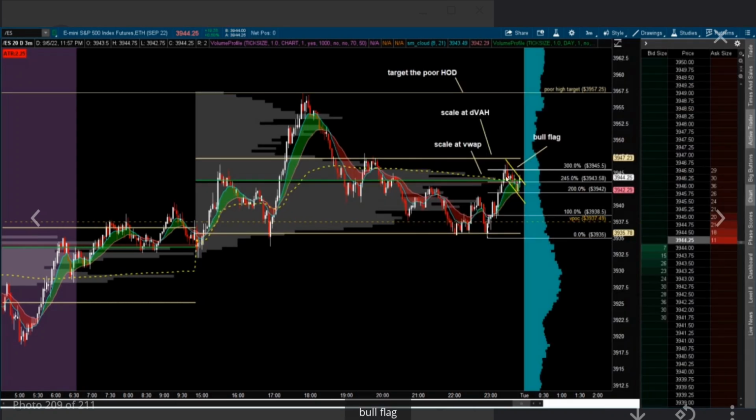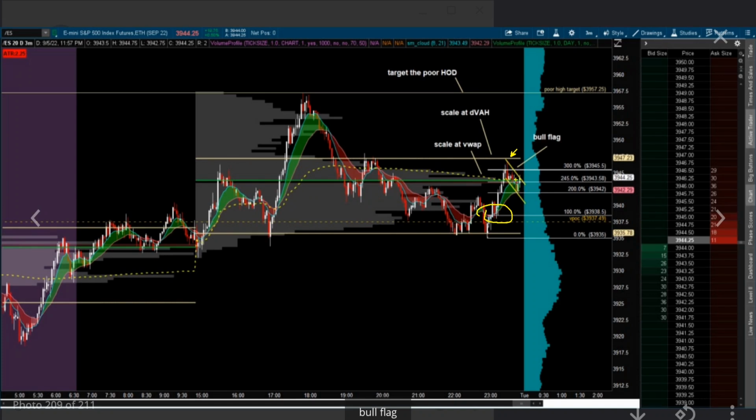Now, after it tagged the VWAP and moved up a little bit, this candle almost got up to the value area high, but it did not. It fell short, and then it pulled back. You see it pull back. Here is our break even. This is our entry point, break even stop right here.